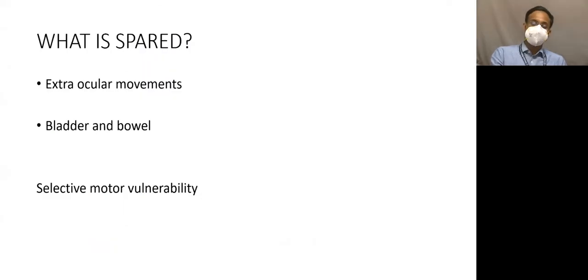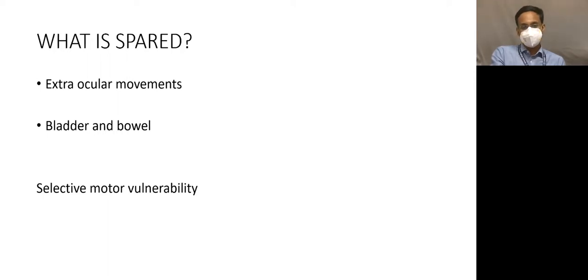So I have discussed what all can be involved. We understand it's a pure motor system disorder. It spares the sensory nerves. It spares the bowel and bladder. It spares the ocular involvement. But what is involved is the corticobulbar and corticospinal systems, and you can have dementia as a presentation. The extraocular movements and the bowel and bladder are generally spared till very late into the disease.